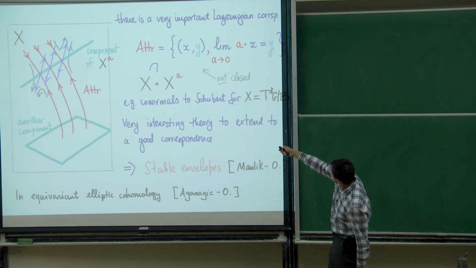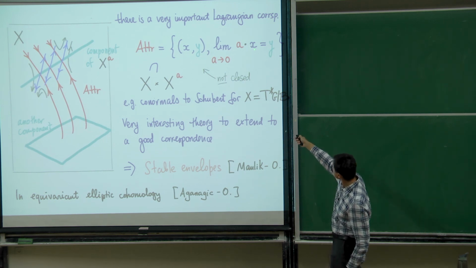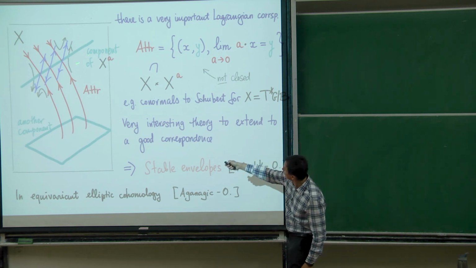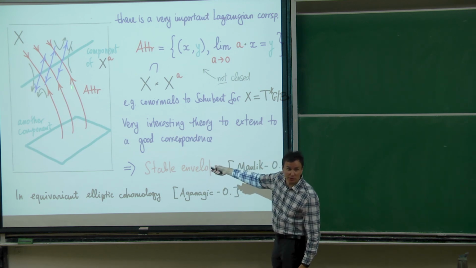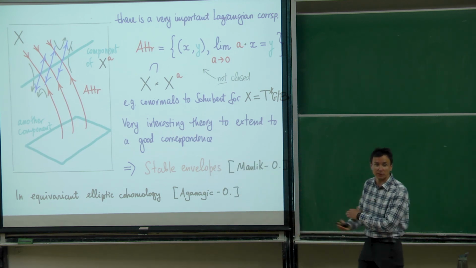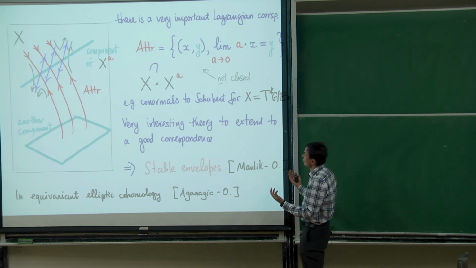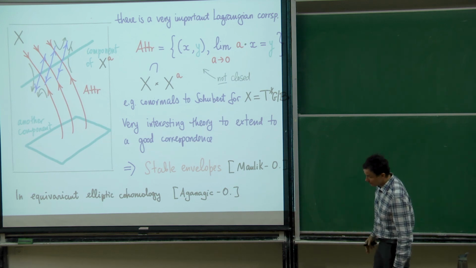So if you have the correspondence of a set of pairs, such that if I act on X by A and let A go to 0, I get Y. So this looks like this. I have a component of X, and I look at all the trajectories that flow into this, and there will be a Lagrangian correspondence.